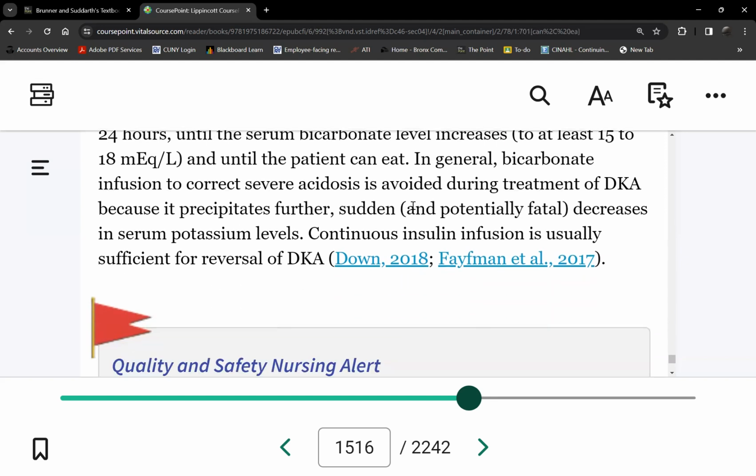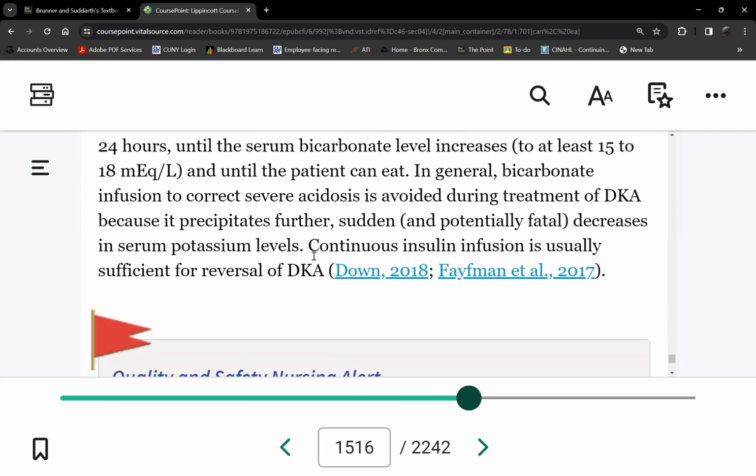Okay. So here, if you just read it, continuous insulin infusion is usually sufficient for reversal of DKA. Okay, does that help? Okay, again, just read the textbook.